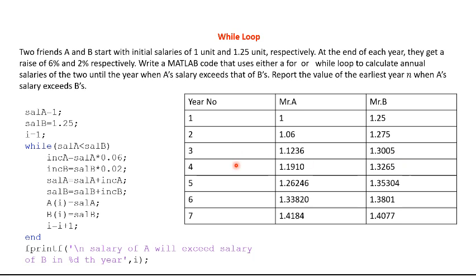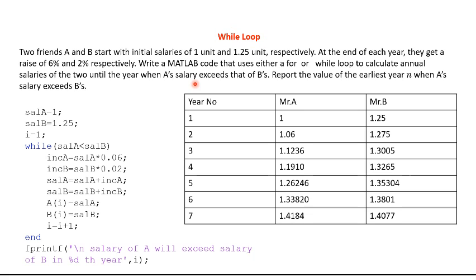Likewise, if you continue this operation, you will find that in the 7th year the salary of A will be 1.4184, which is more than the salary of B, that is 1.4077. That is our answer. The program should return the answer 7. Now in this case we don't know exactly how many times I need to execute the instruction of incrementing and adding to the basic salary. Under such a situation we use a while loop in programming.